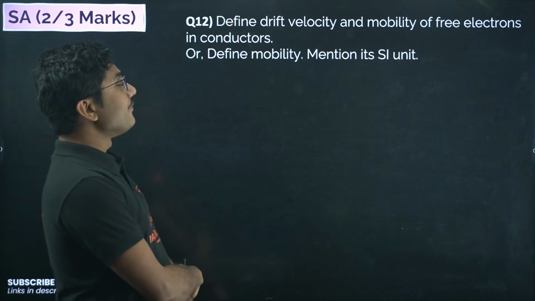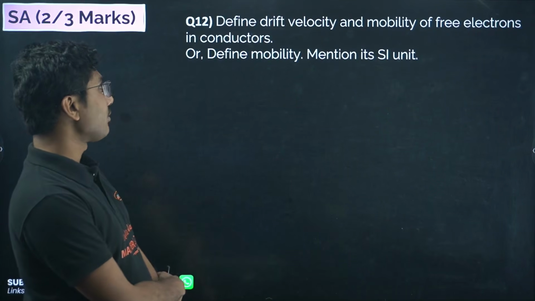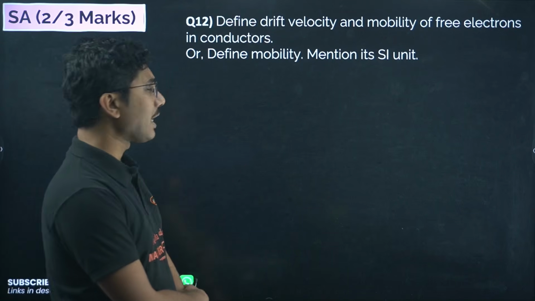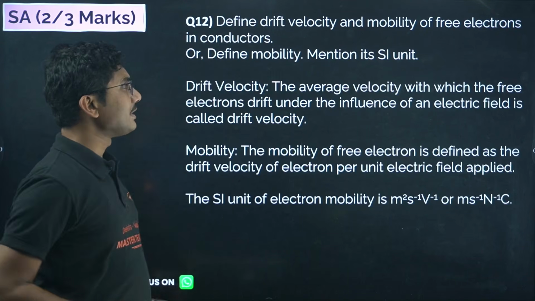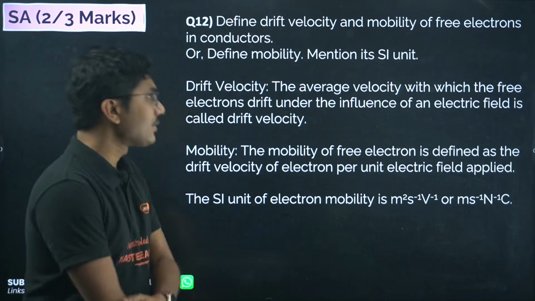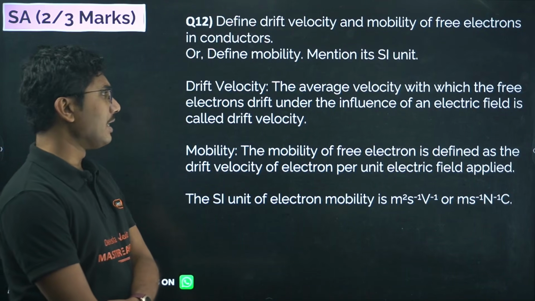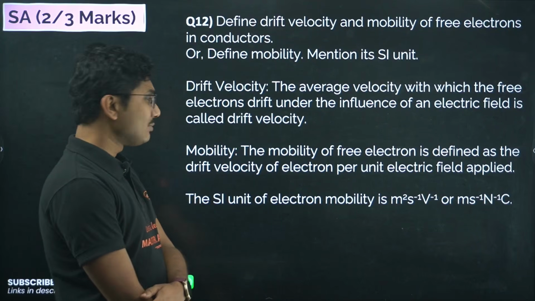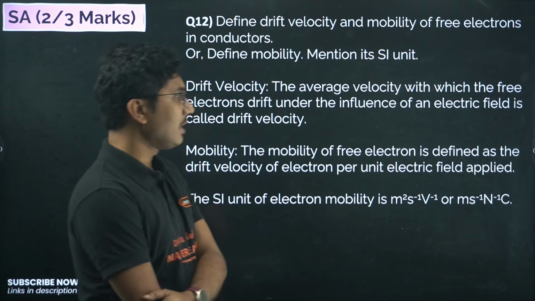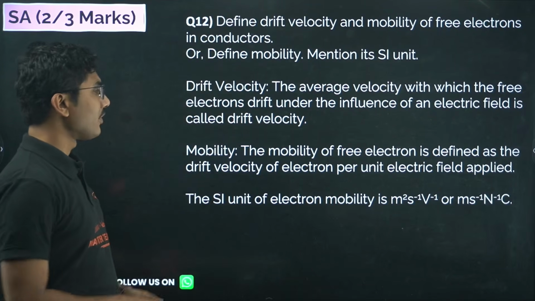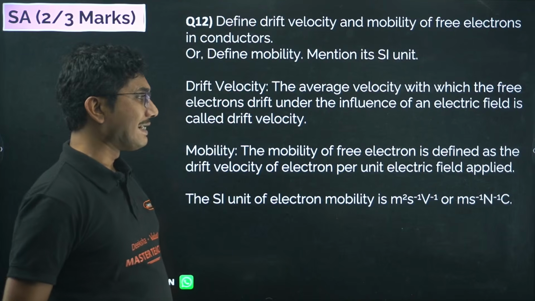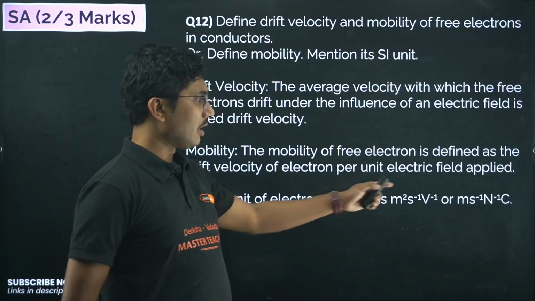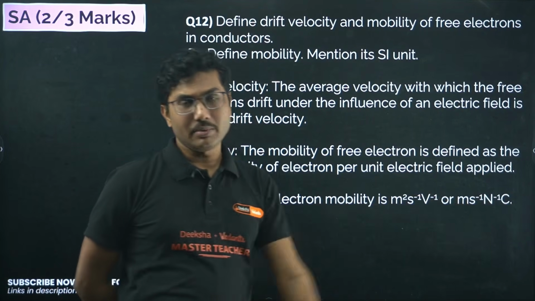Now, define the drift velocity and mobility of free electrons in conductors, or define mobility and mention its SI unit. Both can possibly come. Drift velocity is the average velocity with which the electrons drift under the influence of an electric field. What is mobility? The mobility of free electrons is defined as the drift velocity of the electron per unit electric field applied. The SI unit of electron mobility is meter squared per volt second, or meter per second per Newton per Coulomb, which is important.